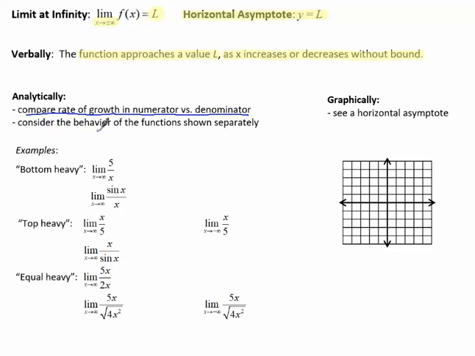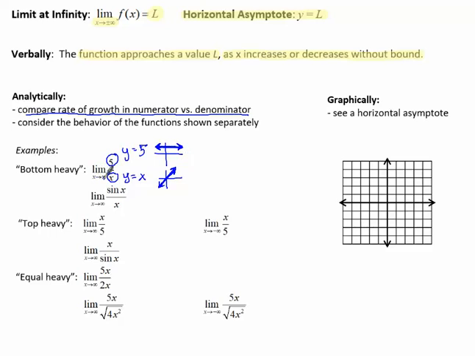So now here's what I mean by considering the behavior of the functions separately. If you think of the graph of y equals 5, what does that look like? It's constant. It just goes left and right, and that's it. It stays at 5. Whereas the denominator, y equals x, if we think of what that graph looks like, it is a graph that is growing.